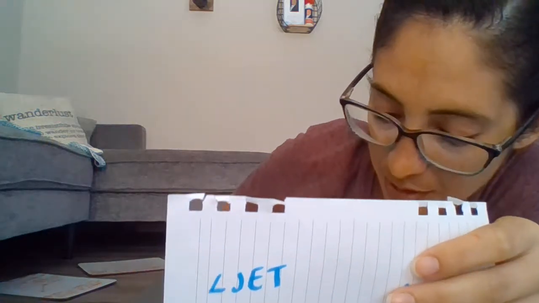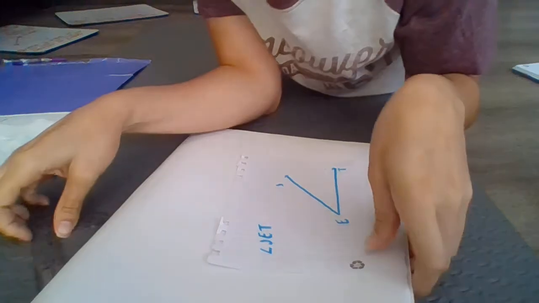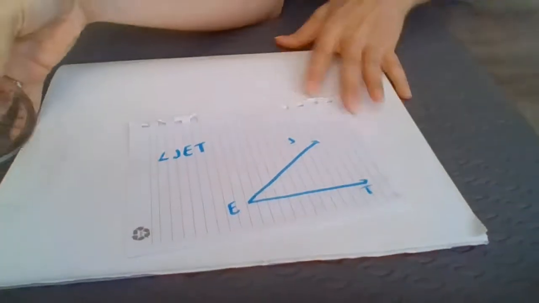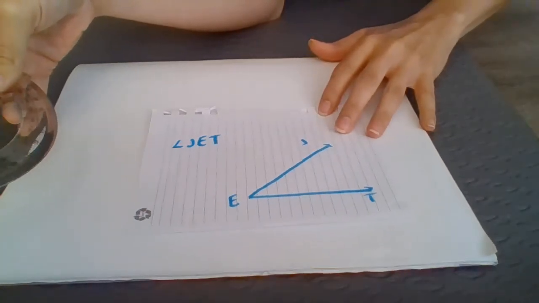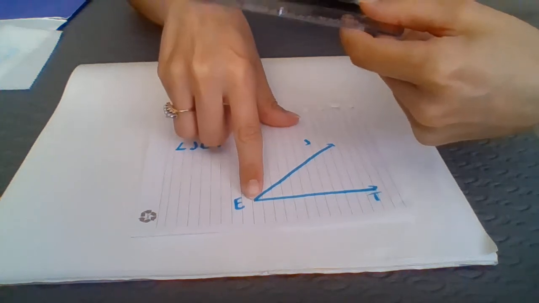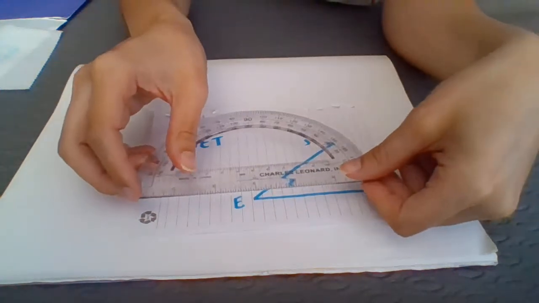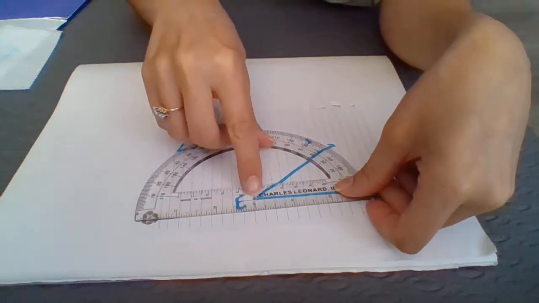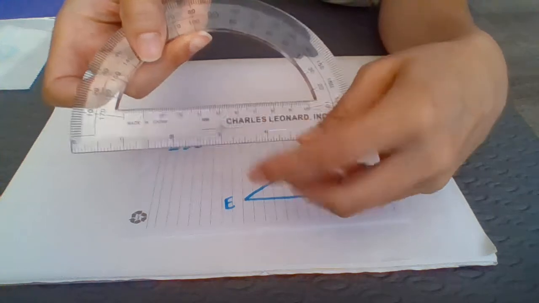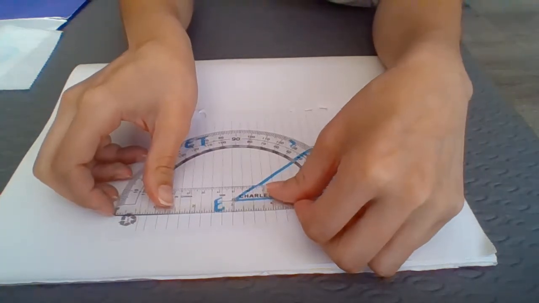So what I'm going to do, this is going to be really hard. Actually, I'm going to come down here, and you guys are going to have to just try your best. Hopefully you guys can see this. So this vertex, the point where they meet, always has to go right under that little hole that I was talking about in the protractor. So you remember that little hole?